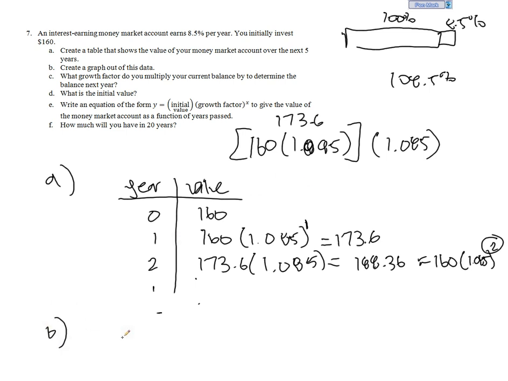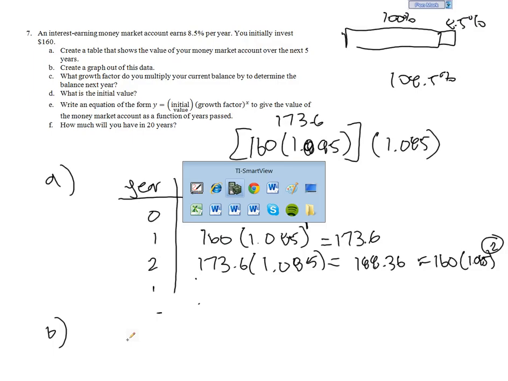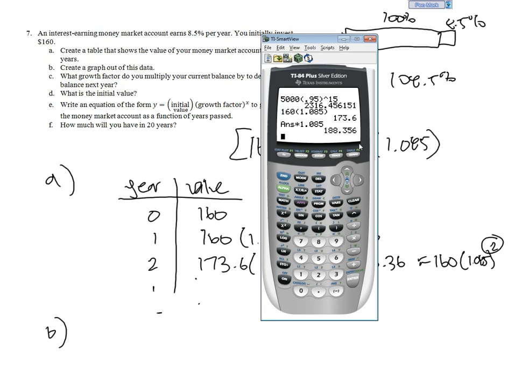In letter B, we want to create a graph out of this data. So I'll do this in the TI-83 or 84, and so I'll put in my function, which is 160 times 1.085 to the x power. And now I want to think about a domain and range to set my window. Well, maybe I'll look at this investment from 0 to 10 years.